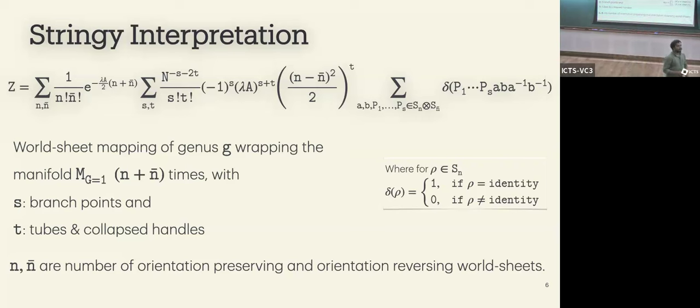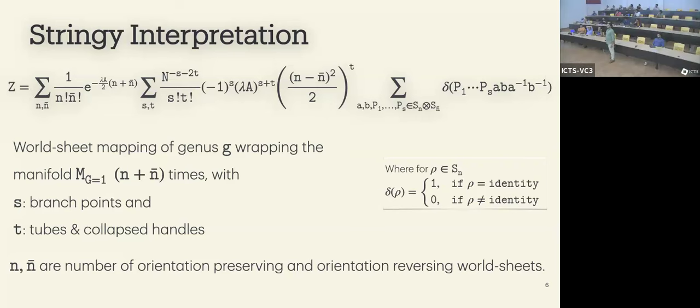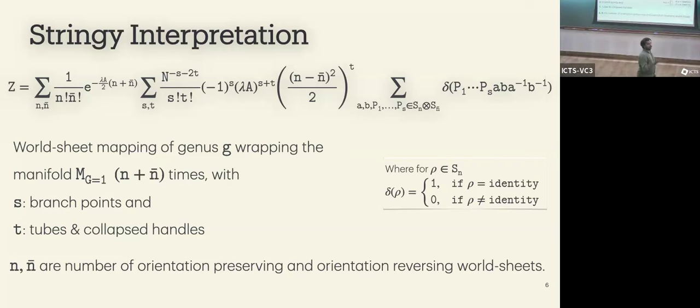What is the difference between A, B and the rest of the P's? A, B are the torus cycles, like non-trivial torus cycles. You have a torus with two permutations, and P1, P2 are the branch points, which have permutation elements. They are not constrained, but since it is a torus, you have only one A, one B. If you have, let's say, genus G, you have A1, B1, A1 inverse, B1 inverse, and so on up to G. Like A and B are the non-trivial cycles.